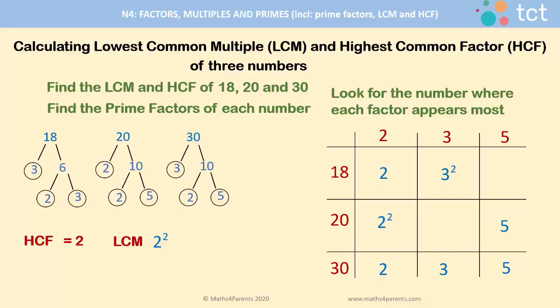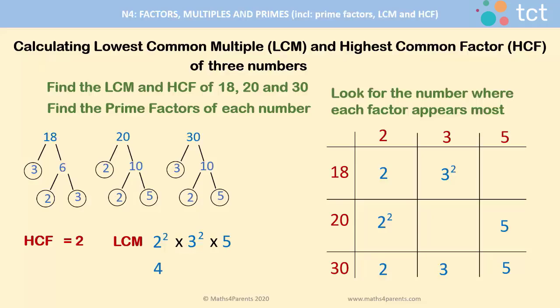Now we look at the factor 3, and we have 3 squared and 3. 3 squared is the biggest, so that's the one we're going to use to find our lowest common multiple. And for the 5's, we just have one lot of 5 twice, so we just put in one lot of 5. 2 squared multiplied by 3 squared multiplied by 5.